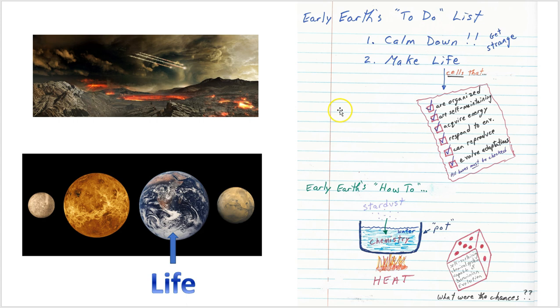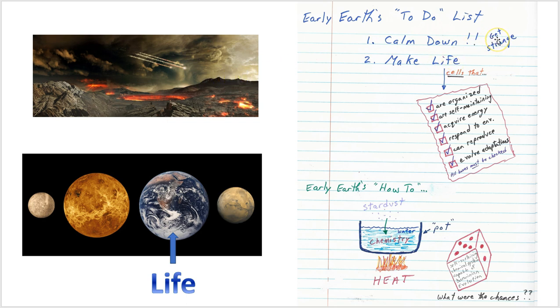So now we're setting the stage for the emergence of life. So if we think about the early Earth, it might have had a to-do list. Number one, calm down. And what do we mean by calm down? Well, the early Earth was very, very hostile. We still had lots of bombardments from asteroids and meteors and comets and things, and it was extremely hot, and it was just a hostile place. Again, lifeless. There was no life here yet. So we'll say calm down, and that took several hundred million years.